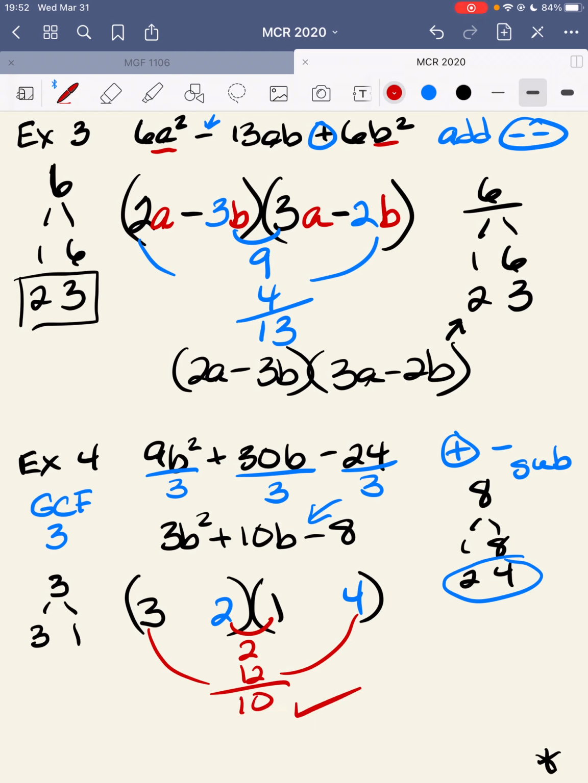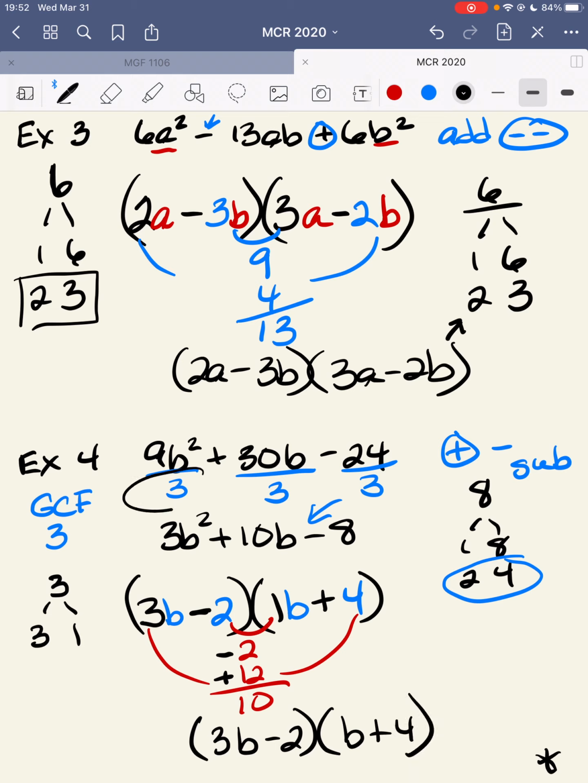All that's left to do here now is place my b and my signs. So my larger must be positive. That means this one is positive, this one is negative. The negative 2 is on the top, it goes in the first one. My plus 12 is on the bottom, it goes in the second one. And so my answer in this case is going to be 3b minus 2, b plus 4. And remember that 3 I factored out at the beginning. He needs to come down and appear in my final answer sitting out front.